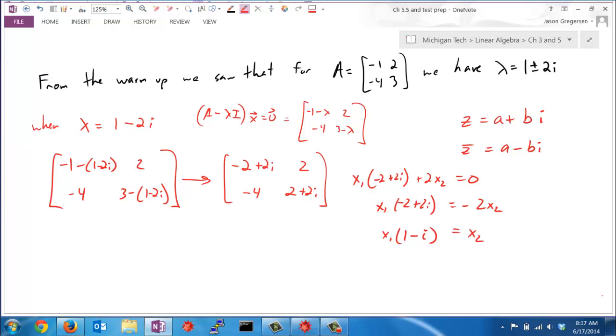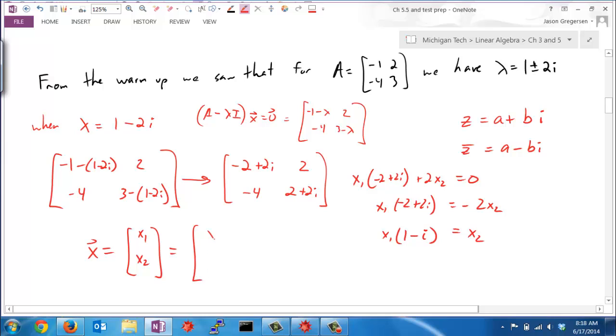So I'm going to write out my solution now. My solution, just like always, is an x1 value and an x2 value that make this a true statement. I just said that x1 is going to be my free variable. And then x2, well, I've already solved for x2. x2 would be x1 times 1 minus i. I'll factor out my parameter, and I'll get my eigenvector of 1 and 1 minus i.